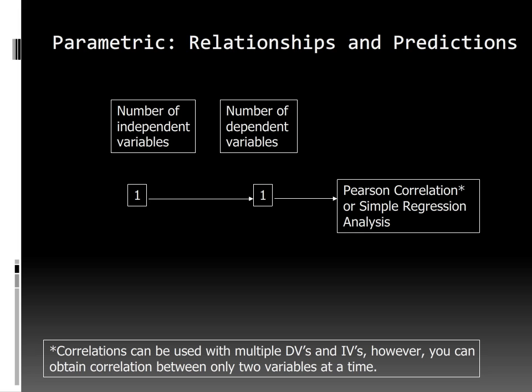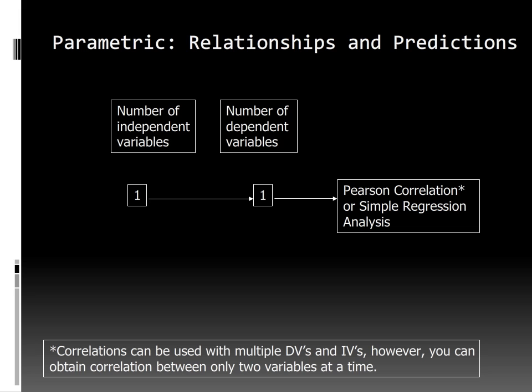Is there a relationship between VO2 max score and age? Correlations can be used with multiple dependent variables and independent variables. However, you can obtain correlation between only two variables at a time. A correlation establishes the relationship between two variables based on their observed scores.